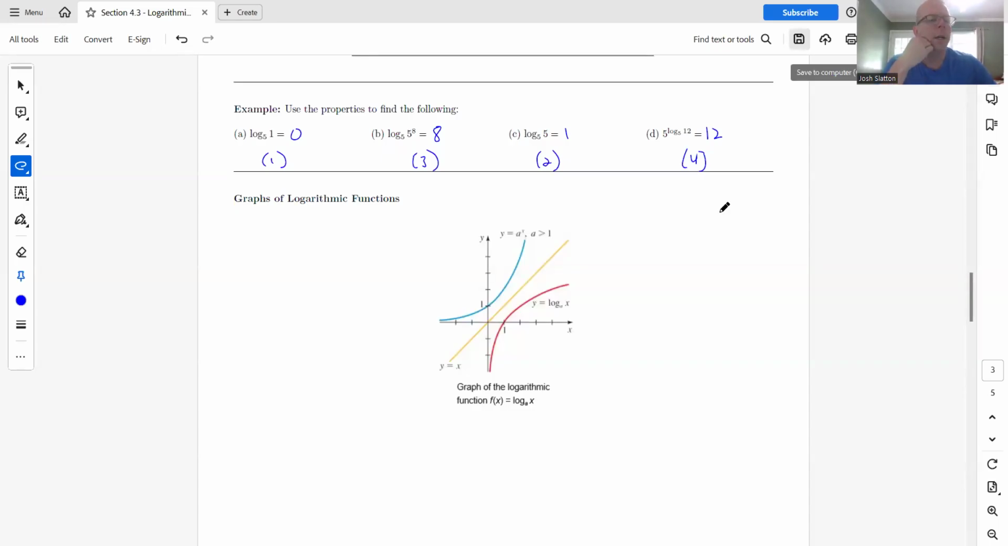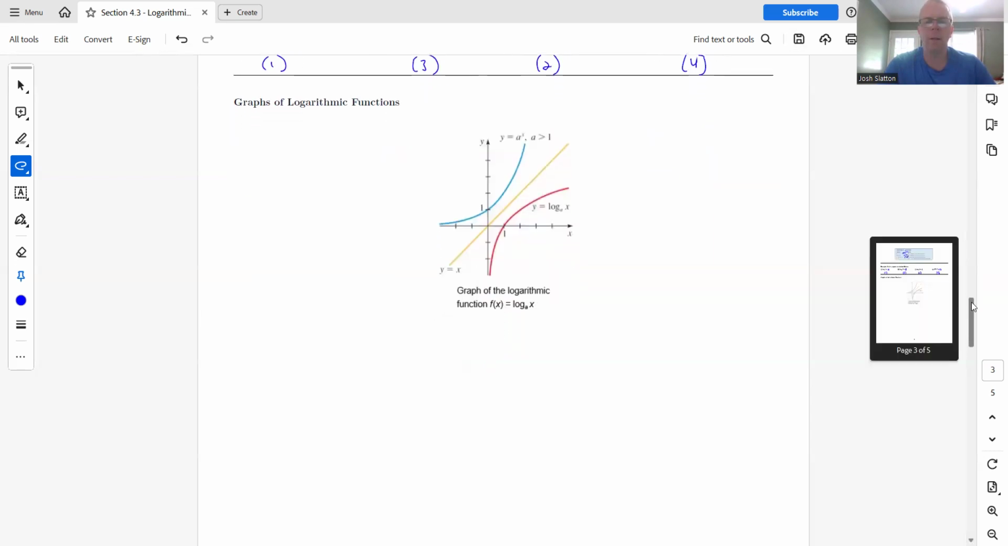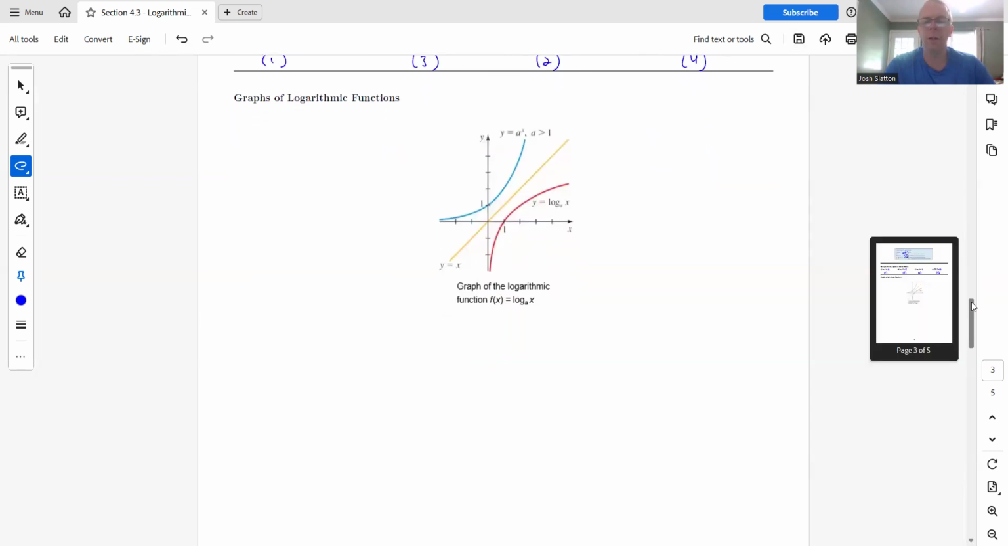So let's talk about the graphs of logarithmic functions. Like we said in the first video, logarithms and exponentials are inverses of each other, and it shows itself in the graph. If you know the properties of the exponential graph, you can know the properties of the logarithmic graph. Using the fact that they are inverses, we can get a lot of these things. So let's just make a little chart here.